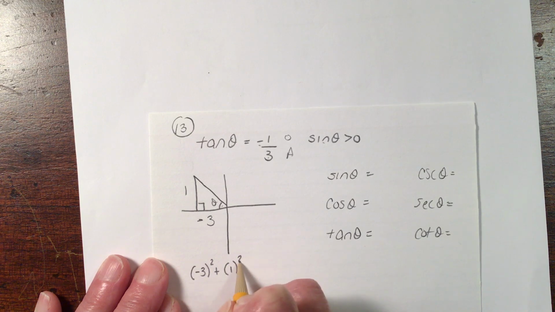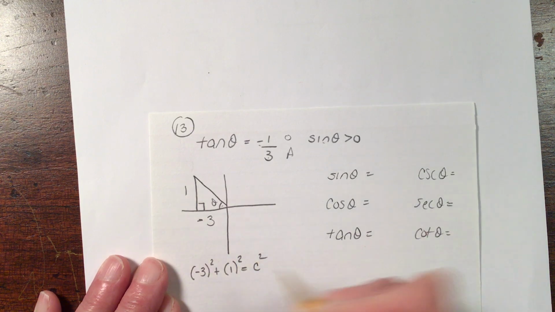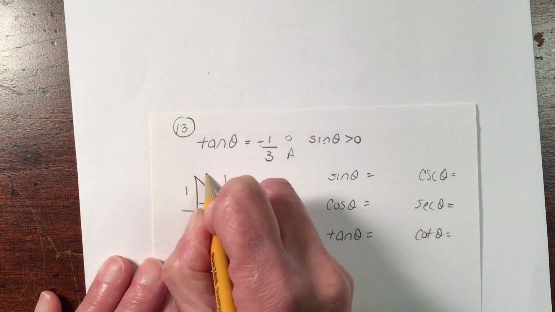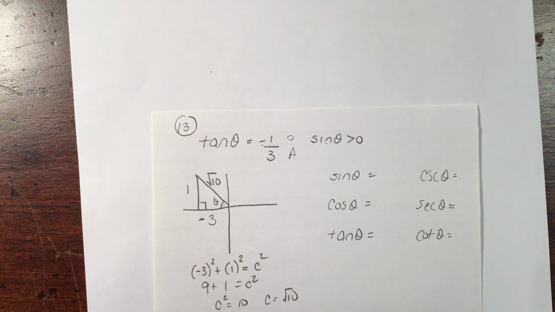I use the Pythagorean theorem. So I have 9 plus 1, so c squared equals 10. So c equals radical 10. So that side length is radical 10.